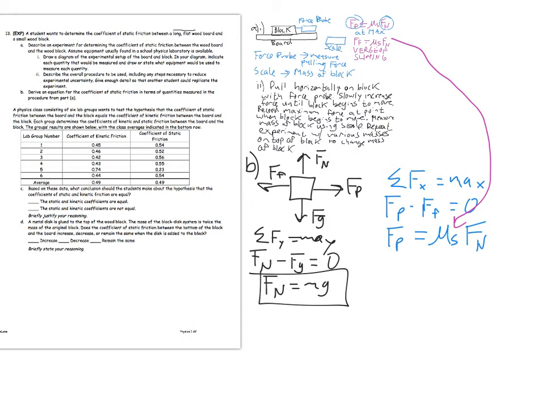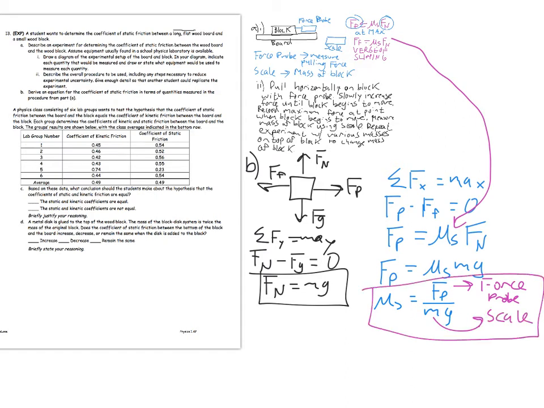Substituting in from the first part, our pulling force is equal to mu s times mg. So that means that our coefficient of friction here is going to be our pulling force divided by mg. And so this pulling force is measured with the force probe that we mentioned before, and our mass is measured with the scale. g obviously is a known quantity, but this would allow us to get our coefficient of friction in terms of the variables we described in part A.